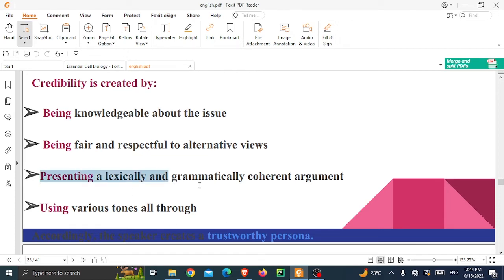Presenting a lexically and grammatically coherent argument. You don't jam words together fast so people don't understand. You actually use correct words, correct grammar, and known sentences, and you don't use anything ambiguous, using various tones all along. Like you can't speak like this.